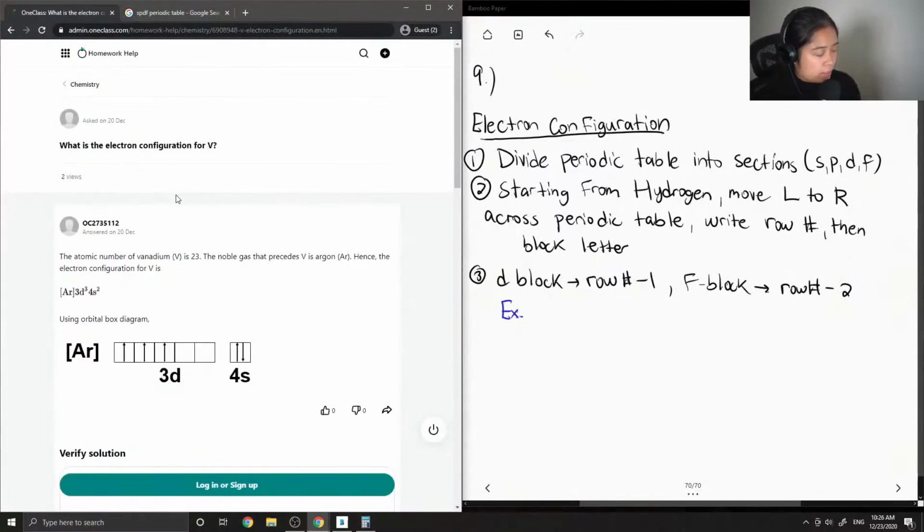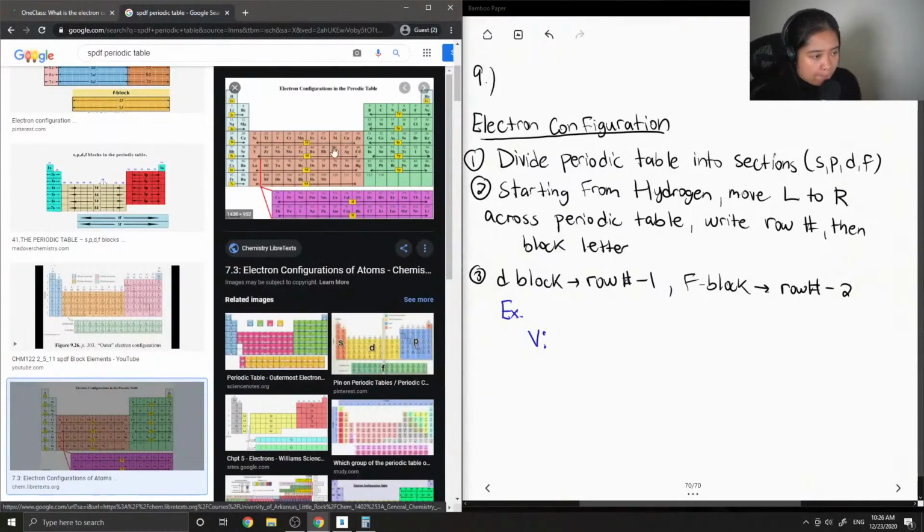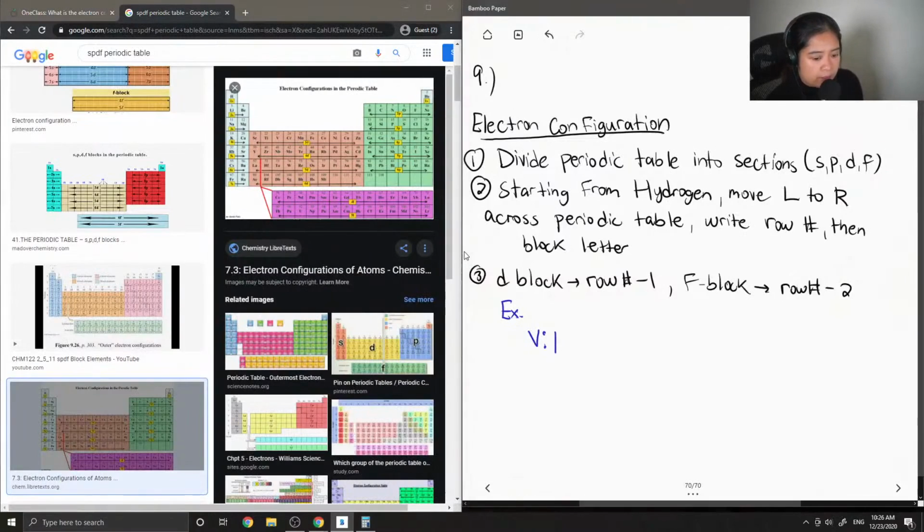So the example is looking for vanadium. First, let's find it on the periodic table. You can see that it is right here, atomic number 23. Okay, so let's follow the steps. Starting from hydrogen, if we move left to right across the periodic table, we write the row number and then the block letter. And you also want to show how many electrons there are in each orbital as you go through it.